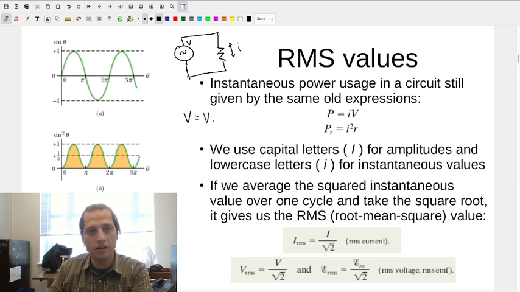Like V sine omega t, and omega is just whatever it is. It's whatever 2 pi times whatever frequency you pick.